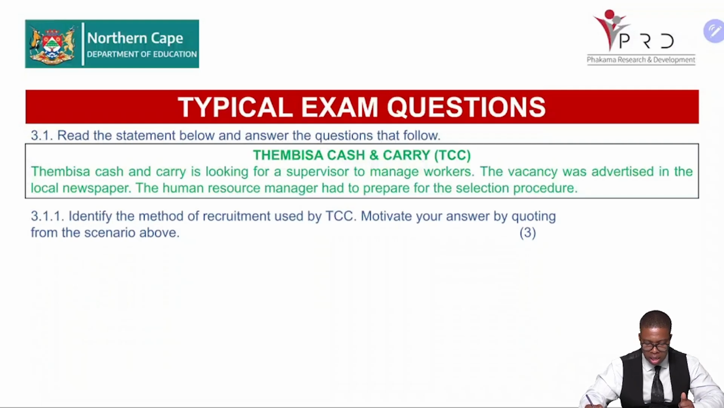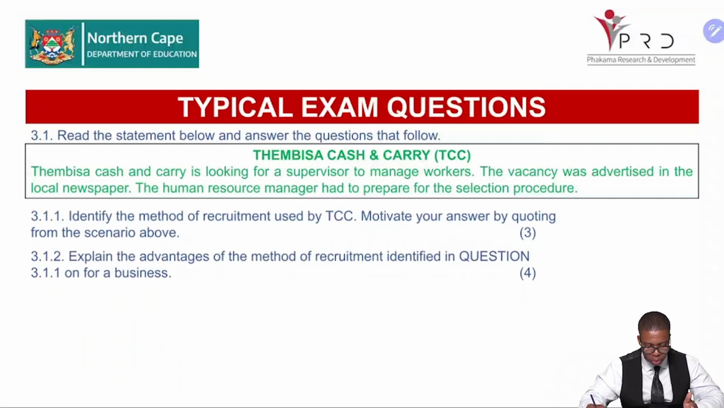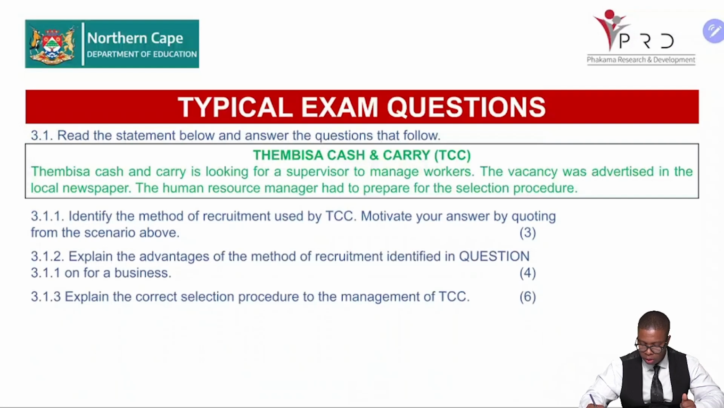Tembisa Cash and Carry is looking for a supervisor to manage workers. The vacancy was advertised in the local newspaper. The human resource manager had to prepare for the selection procedure. Now, that's 3.1.1. 3.1.2. Explain the advantages of the method of recruitment identified in question 3.1.1 for the business, which is for 4 marks. Then, explain the correct selection procedure for TCC.